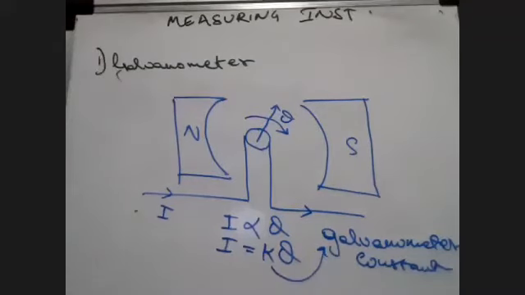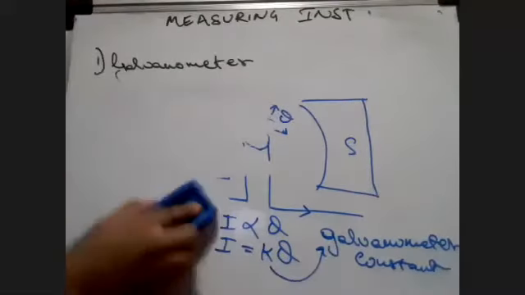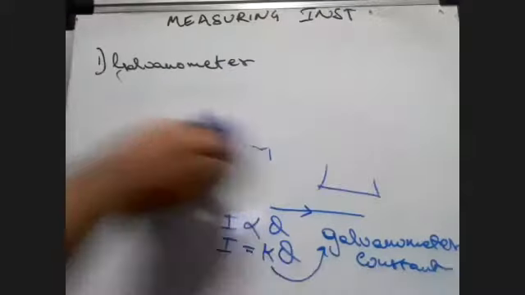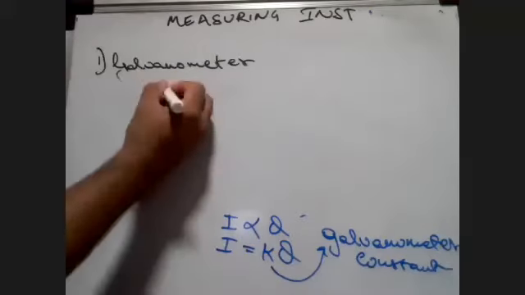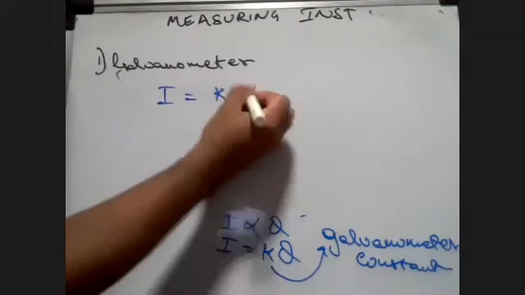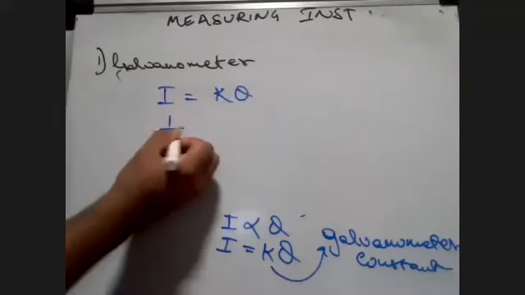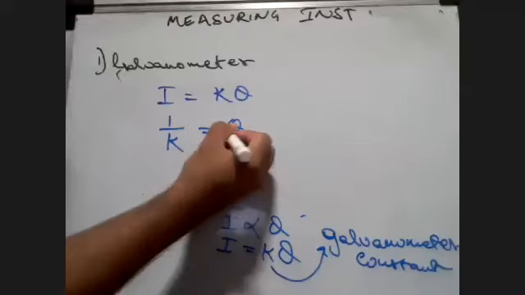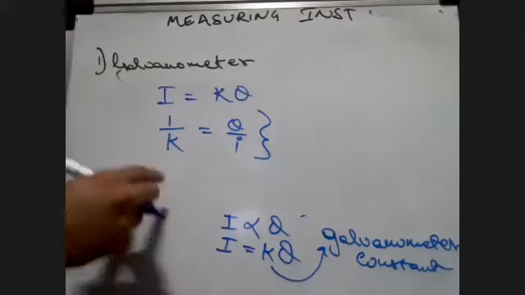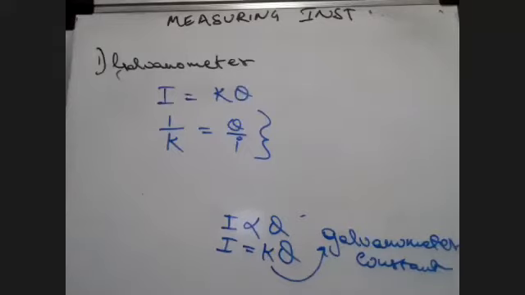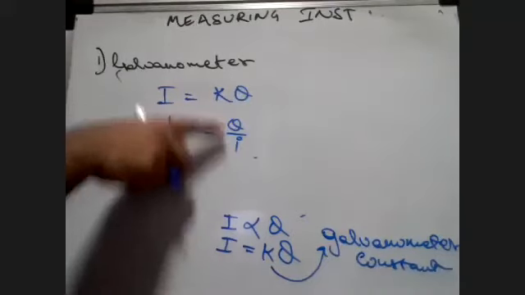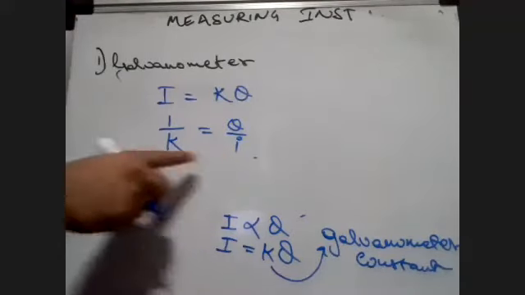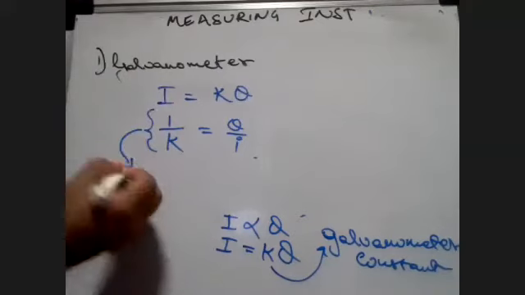There are various properties of this galvanometer constant. The thing observed from the formula itself is that when we rearrange I equal to k times theta, 1 by k will be equal to theta by I. This is going to give you the current sensitivity. Theta by I, the angle of deflection of the needle with respect to the current being passed, gives you the current sensitivity.